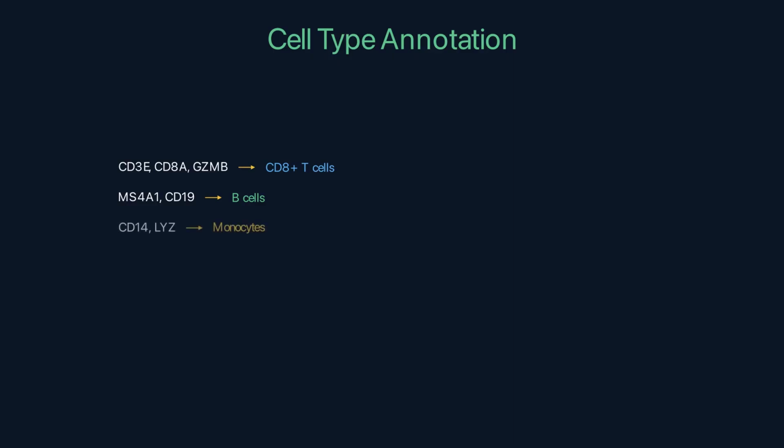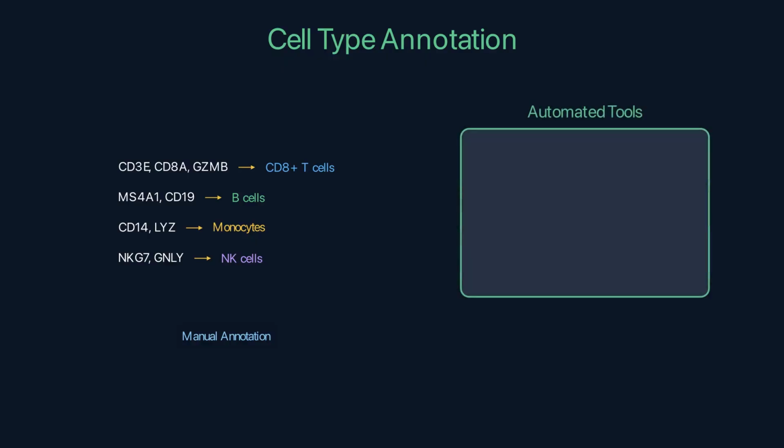Cluster 3 expresses CD3E, CD8A, and GZMB. You look these up. CD3 is a T-cell marker. CD8A marks cytotoxic T-cells. GZMB is a killing enzyme. Cluster 3 is CD8 positive cytotoxic T-cells. This is manual annotation, matching markers to known biology.